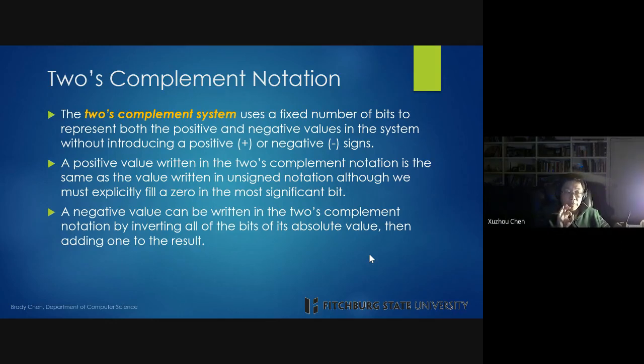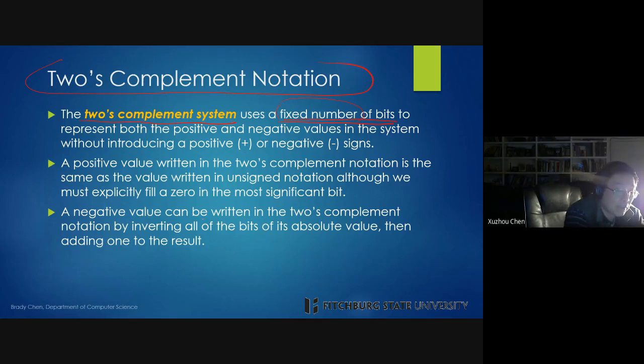However, in the binary system, we can avoid this subtraction by introducing a new binary notation. It's called two's complement notation. Once you introduce the two's complement notation, you can represent both positive and negative numbers using the two's complement representation. In the two's complement system, we use a fixed number of bits to represent both positive and negative values without introducing a plus or negative sign.